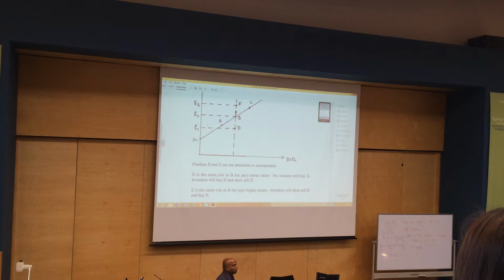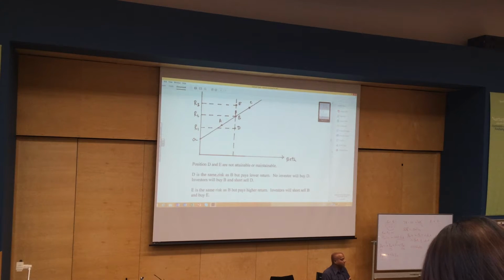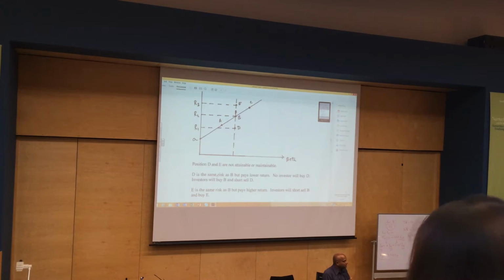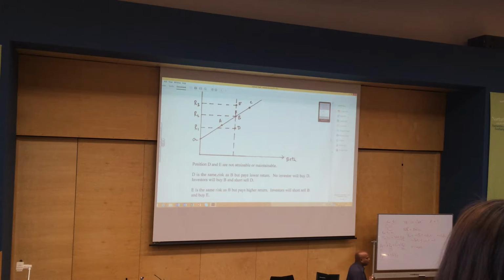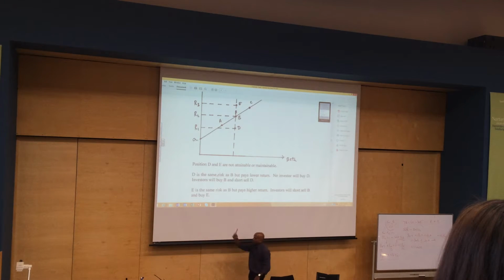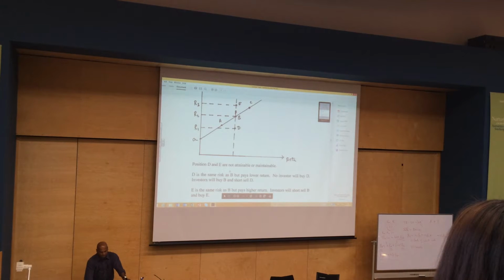Similarly, if somebody falls off to D because of bad management or a bad report, or they have not given enough dividends over the last couple of months and the price has fallen, they come off the line, and demand will fall for these guys. Nobody wants to buy D. They have to really sell cheap to come back to the line. And they will, otherwise they won't exist. D and E are not attainable. Short selling will take place.